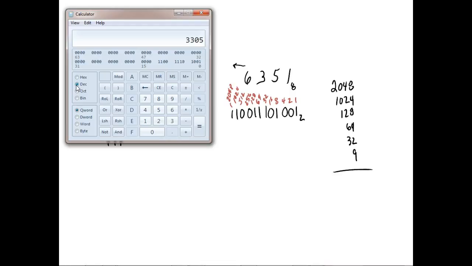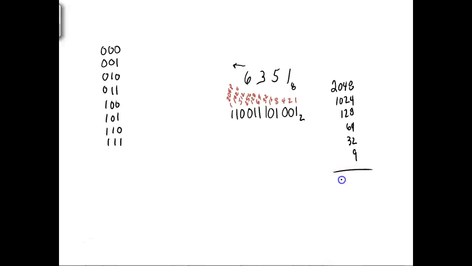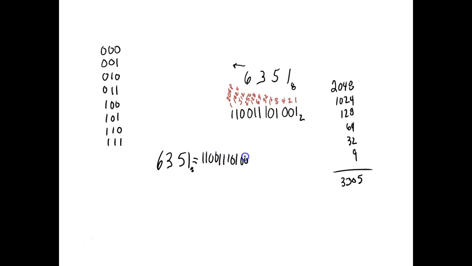So if you went through the math, what's the 3305? What did you say? That's the decimal way. You add all these together. 6351 in base 8 equals 11001110100 in binary equals 3035 in base 10. So all those numbers are equal to each other. It's just that what we're doing is we're looking at the same number in 3 different bases.